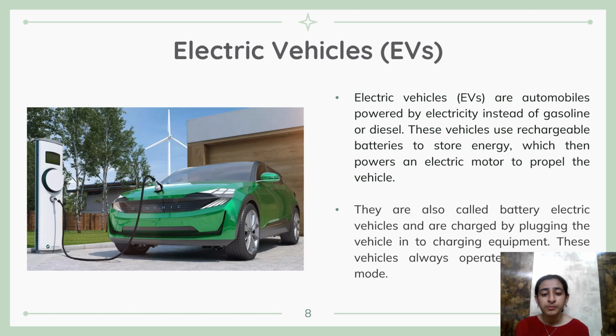Next, the two types of future mobility vehicles that I will be discussing today are the electric vehicles and hybrid vehicles. So, let's get started with electric vehicles. Electric vehicles run on electricity instead of petrol or diesel. They use a battery to power an electric motor. Basically, they are like big versions of the remote control cars you might play with.